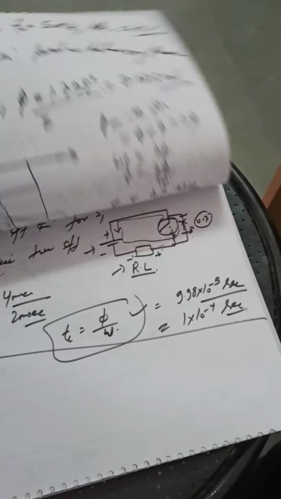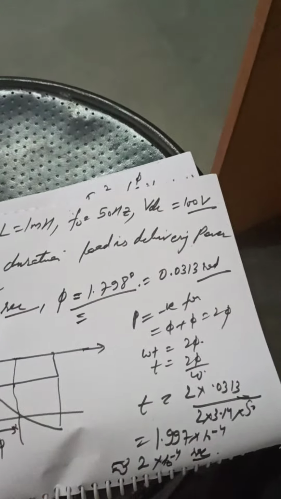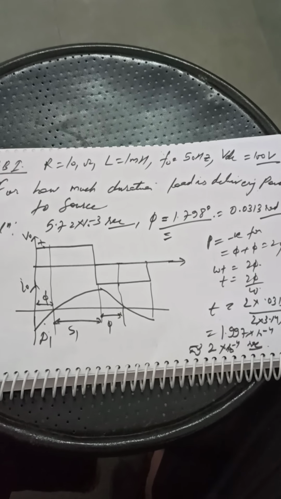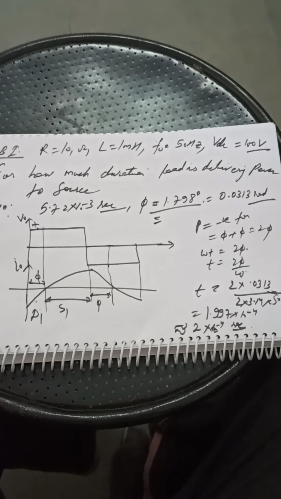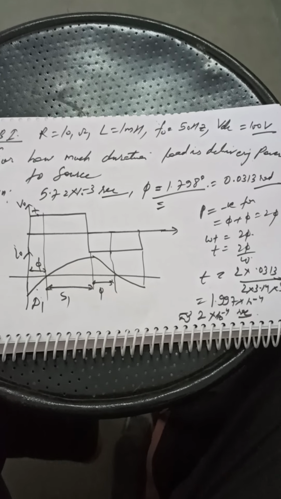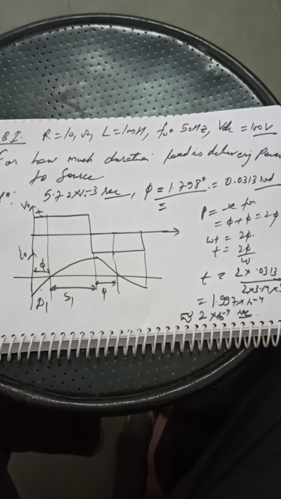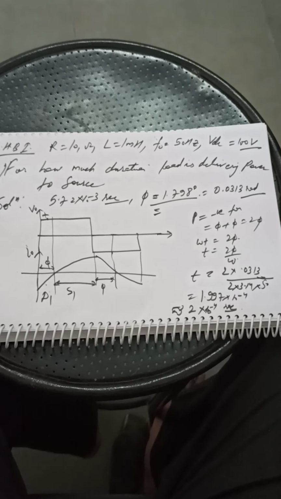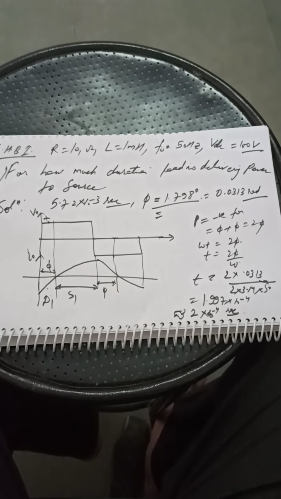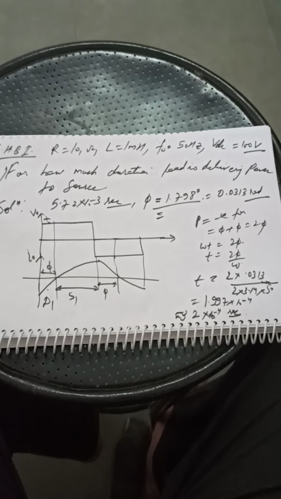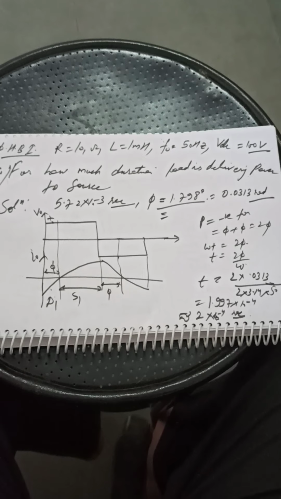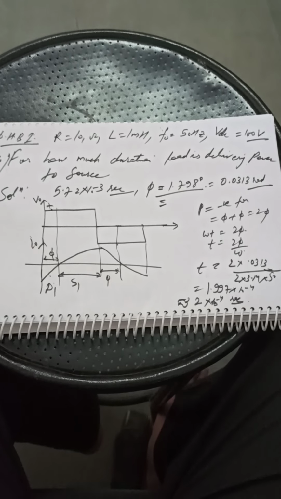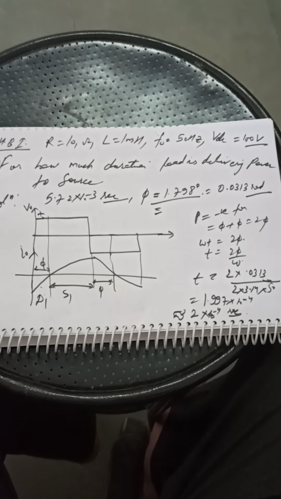Now I am straight away moving to one of the numericals. That's quite easy to understand. In this numerical, R is given, L is given, frequency is given, VDC value is given. We have to calculate for how much duration the load is delivering power to the source. First of all, have a look at this whole scenario of phi. Then, the load delivering power to the source means the power will be of negative nature.